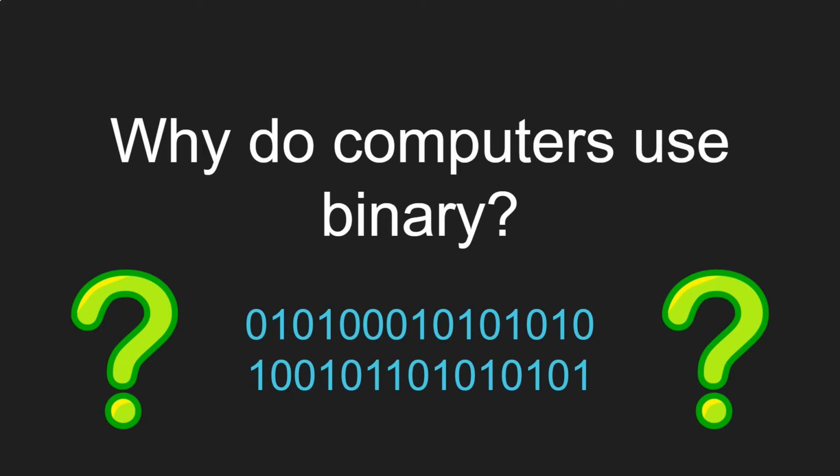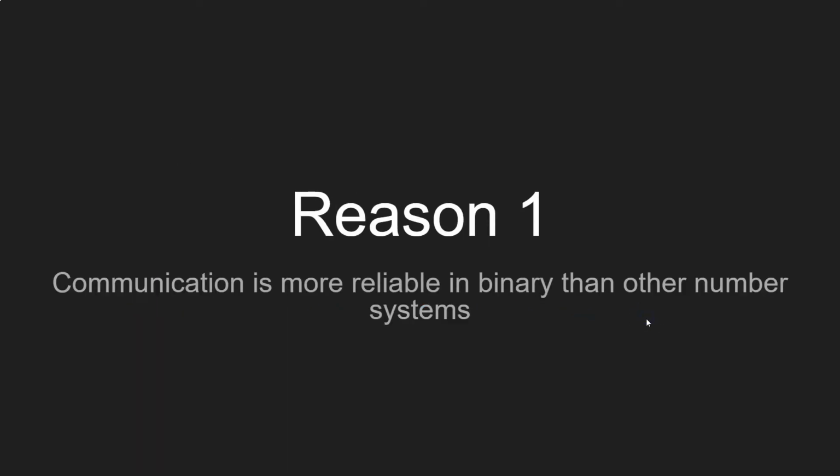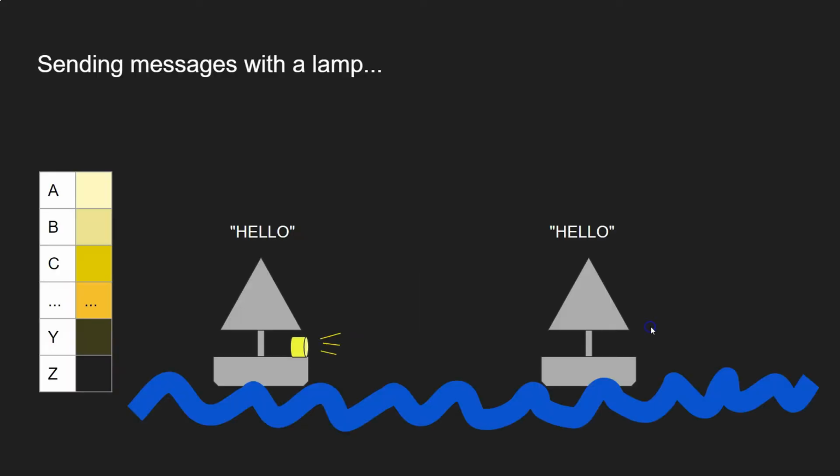Well, they don't have to, and some quite specific systems do use other systems other than binary. But the vast majority of computer systems stick to binary, and there are 4 good reasons why. So let's get looking at those reasons. So reason number 1 is that communication using binary is more reliable than using other number systems. And let me show you why.